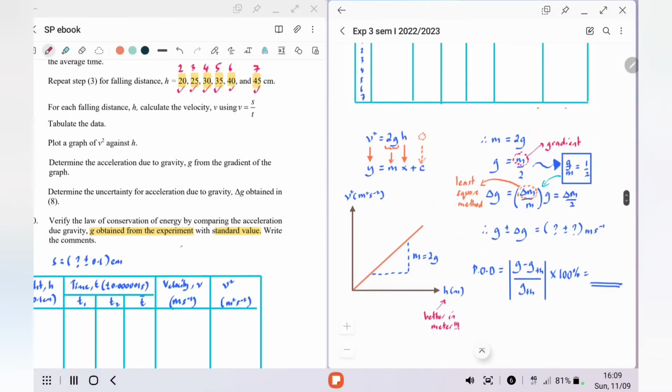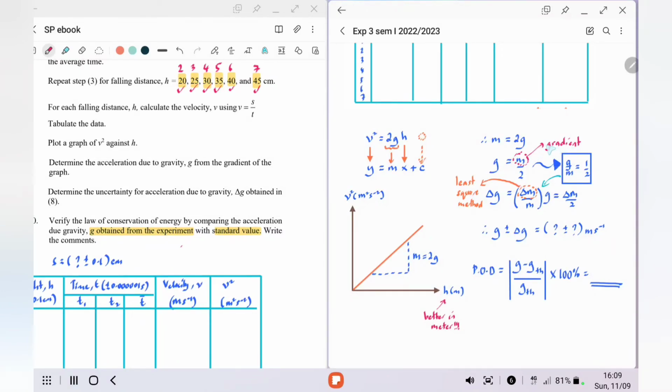Alright, so from the equation given before, v squared equals 2gh. So v squared against h, y against x. So the gradient represents 2g, and the y-intercept supposedly equals 0, but it depends on your data. Okay, so m equals 2g. So this is the equation, so that g equals m over 2. What is m? m is the gradient of the graph.